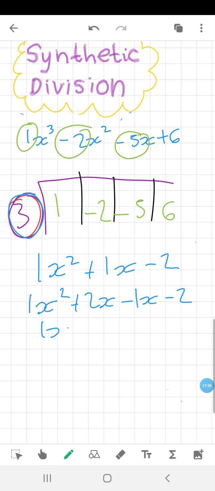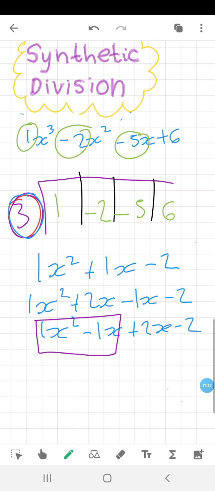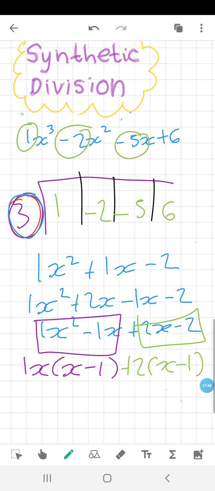I'm going to rewrite it so that the 1's on one side and the 2's on the other side. Then I'm going to take out what's common in each pair. Here 1x is common. I'll be left with x minus 1. Here 2 is common. And I'll be left with x minus 1. I can't take x minus 1 out twice. I'll just take it out one time. And then I'll be left with x plus 2.